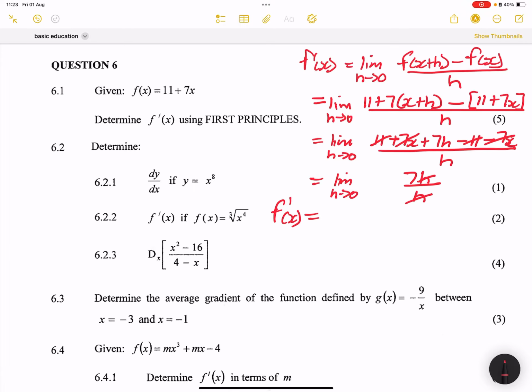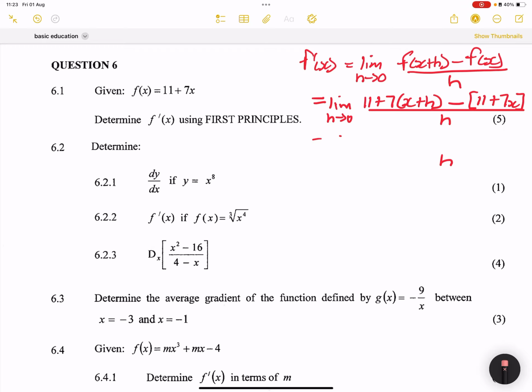And that is how the cookie crumbles. So that's how we get the derivative using first principles. All right, let's go on to the next question.